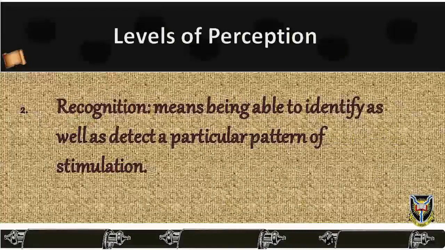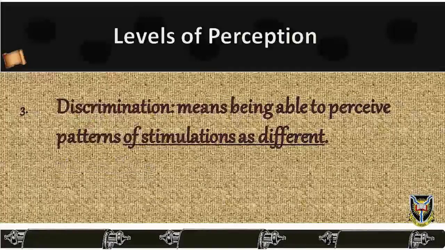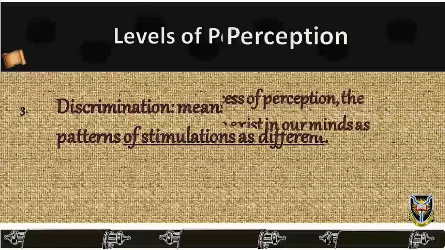2. Recognition. Recognition means being able to identify as well as detect a particular pattern of stimulation. 3. Discrimination. Discrimination means being able to perceive patterns of stimulation as different. For example, a person may hear slight differences between 2 similar musical tones.